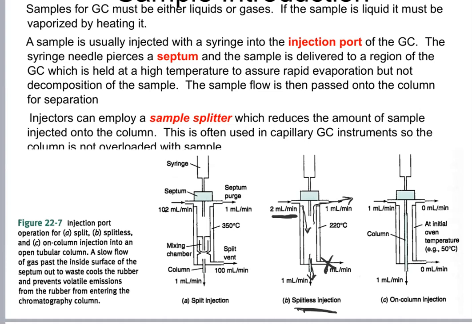And then lastly, there's on-column injection. This is where you would actually take your syringe and place it right at the entrance of the column. This is actually your chromatographic column. Dispense your fluid and you inject it all basically directly onto the column. That's called on-column injection, okay?